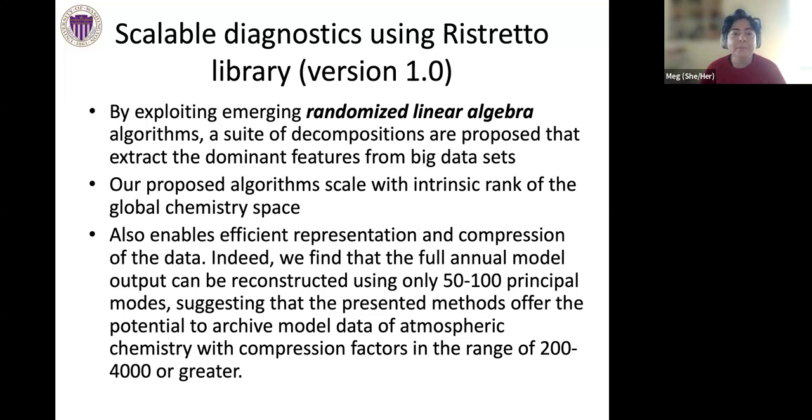So we use randomized linear algebra methods here to extract the dominant low-rank features from a full 3-dimensional data set of atmospheric chemistry. These methods are highly scalable. They scale with the intrinsic rank of the global chemistry space instead of the measurement space, and hence they are computationally tractable, and they can also be used to enable efficient representation and compression of the data.